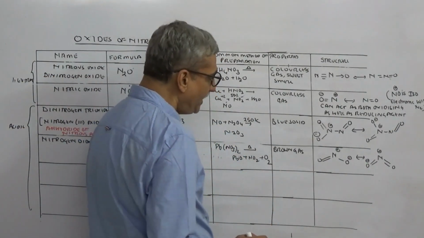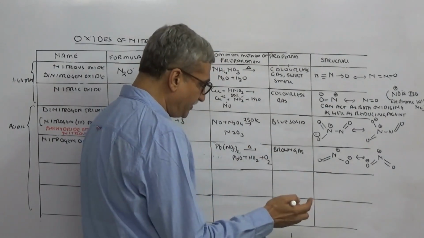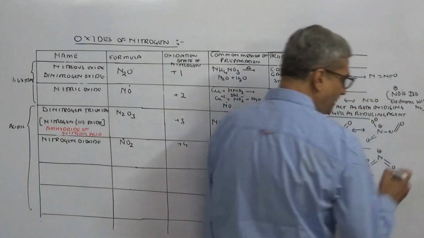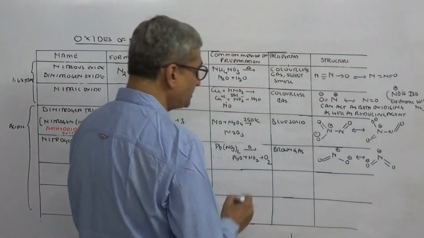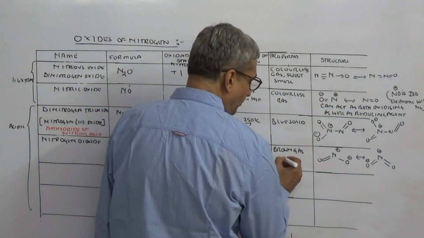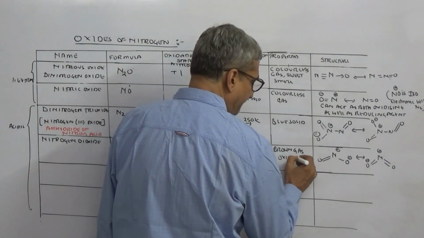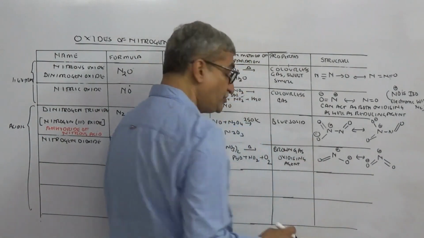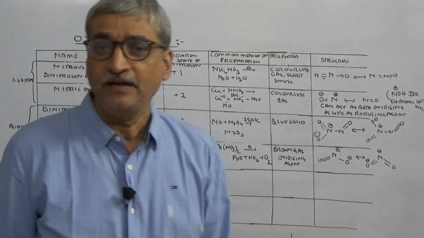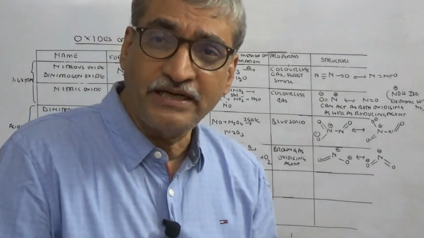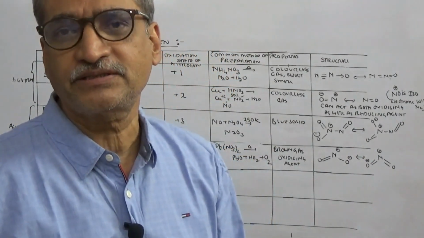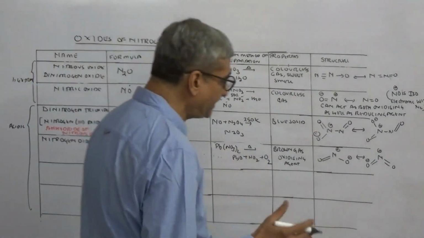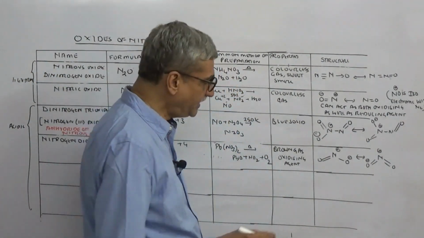Is this clear? And if NO2 itself decomposes, what happens? NO2 decomposes to form NO plus O2. One of the properties: it is a brown gas and acts as an oxidizing agent. So if there is sulfur and NO2 gas and you heat it, NO2 will support the combustion of sulfur to sulfur dioxide. Is this clear? So that is an example where it acts as an oxidizing agent.